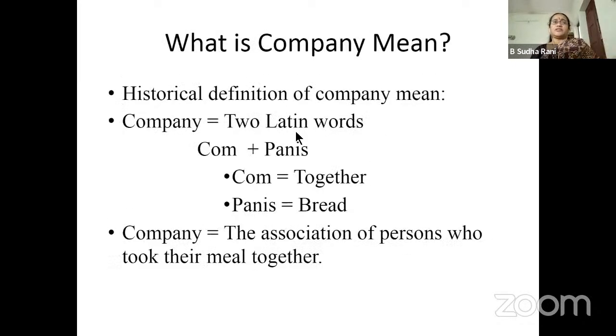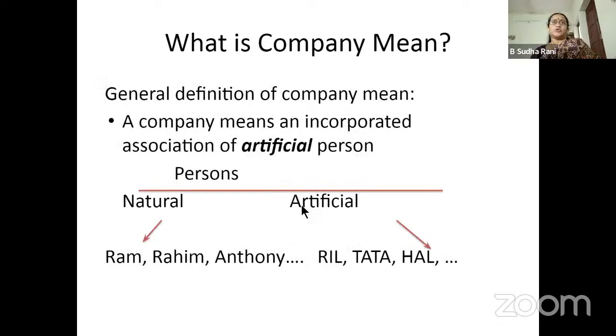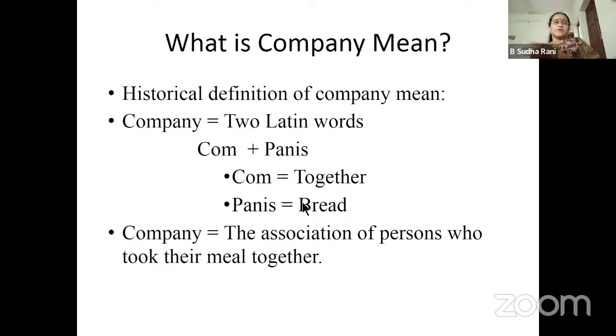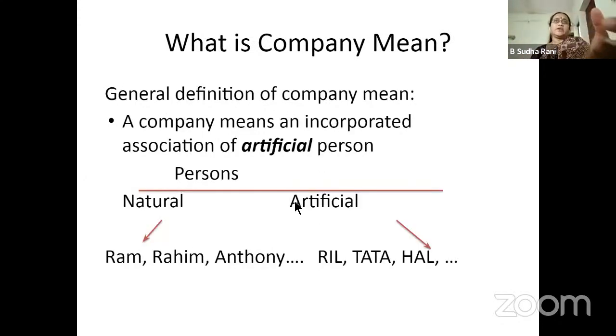Company, we know the term company came into existence from two Latin words: com means together, panis means bread. So an association of persons who join together to earn their meal, that is, to earn their food, we call a company. From the Latin word this came, and in business language we define it as an artificial person, the perpetual.